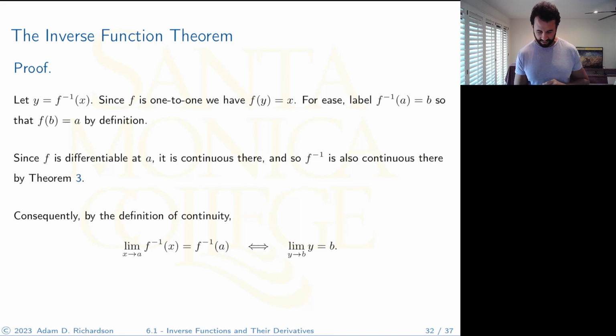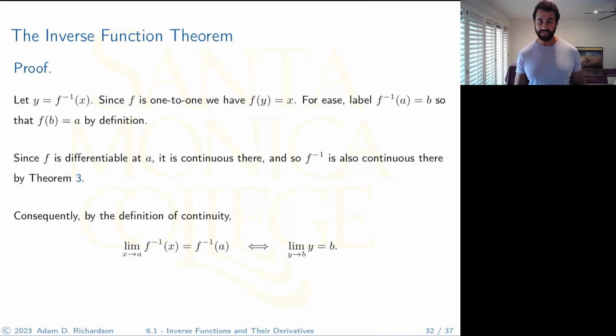So first, let y equal f inverse of x. Just label it y. Since we know that f is 1 to 1, we know that f of y equals x. So this is just using the definition of an inverse, right? This is true if and only if this is true.